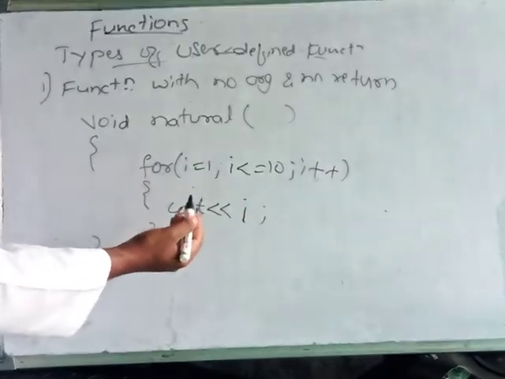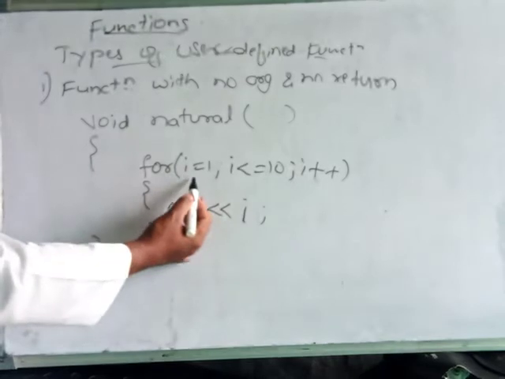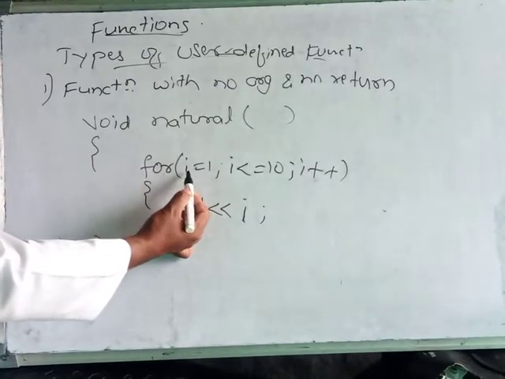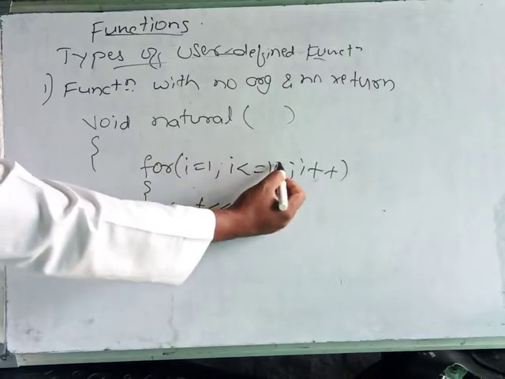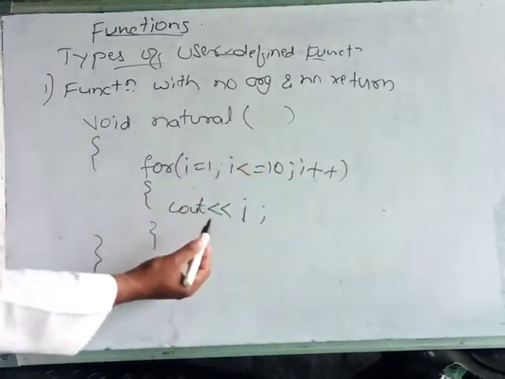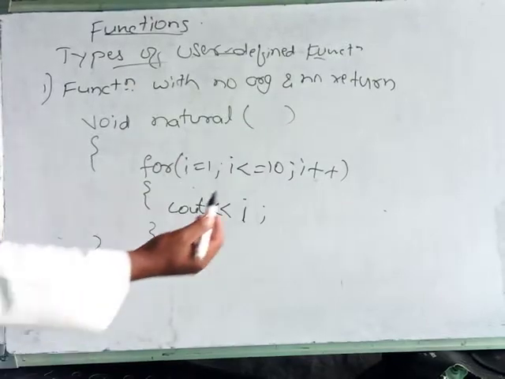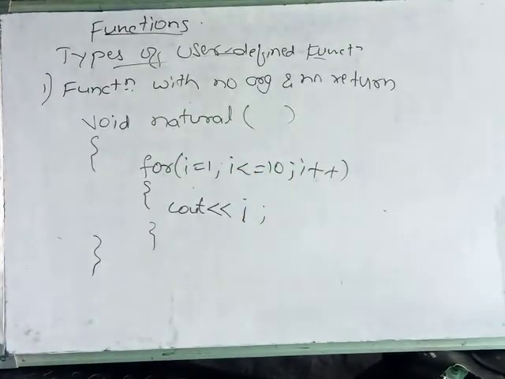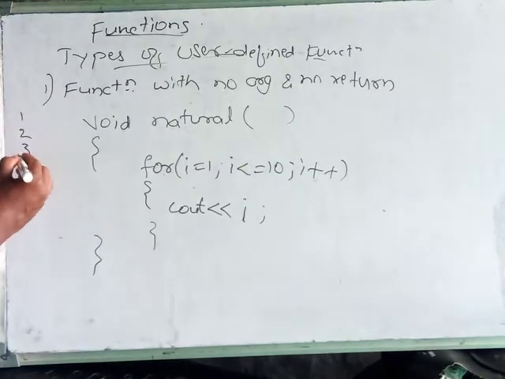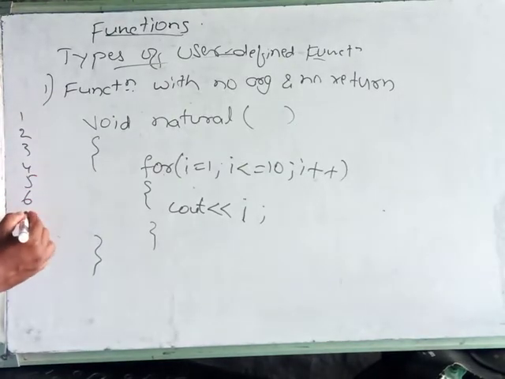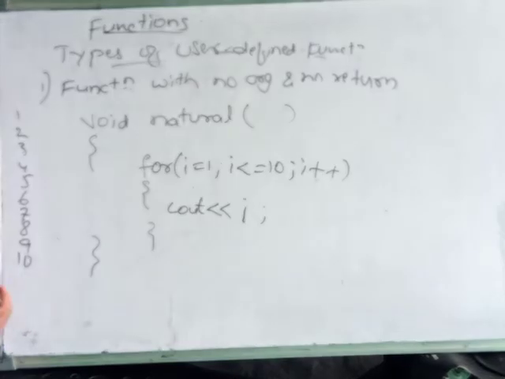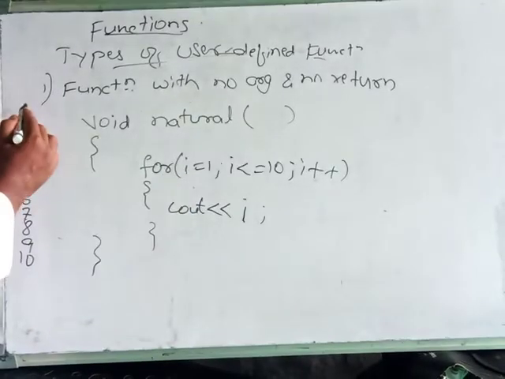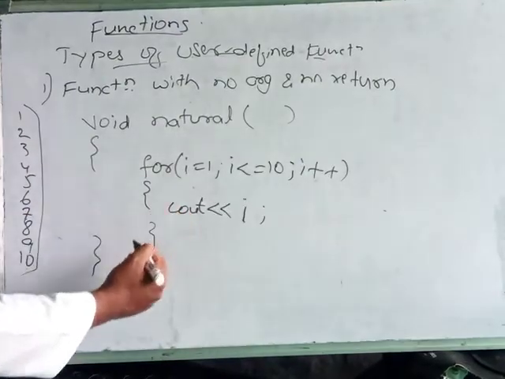For loop, we know how the for loop works. Initially, we are initializing i value to 1. The condition is i less than or equal to 10. Until the value is less than or equal to 10, it will execute this code and keep on incrementing. Here it displays 1, 2, 3, 4, 5, 6, 7, 8, 9, 10. After displaying 10 numbers, it will come out of the for loop.